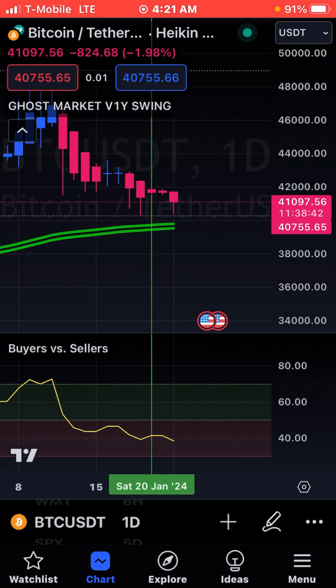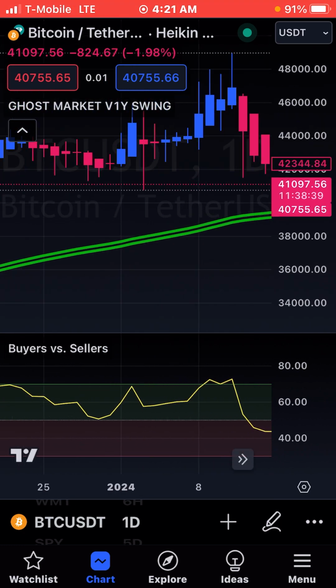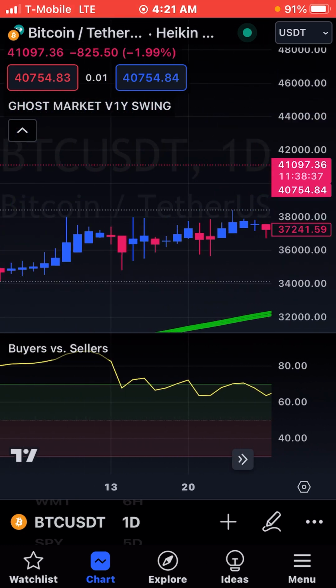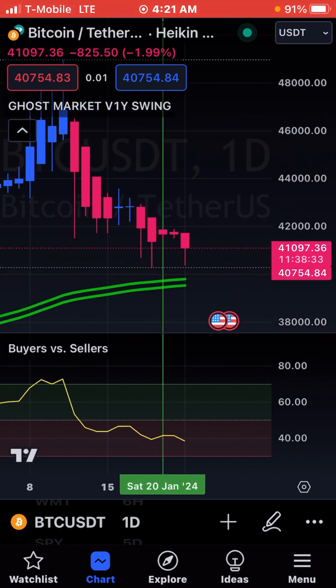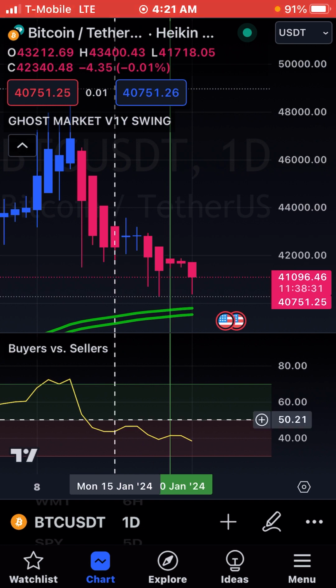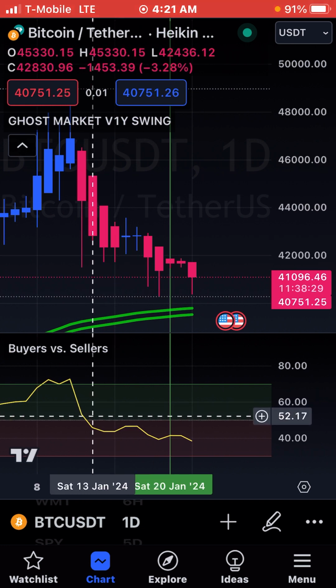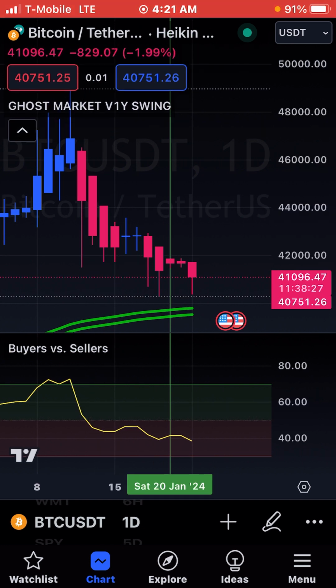You can use it to leverage trade when it's crossing. So if you wanted to leverage trade, like I was saying, right here, you could have done a sell order right about here and profited that way.